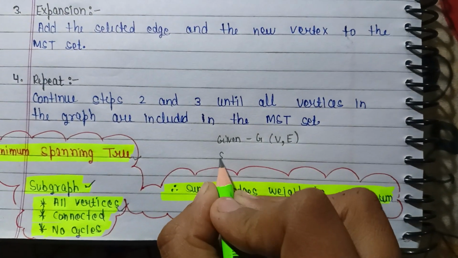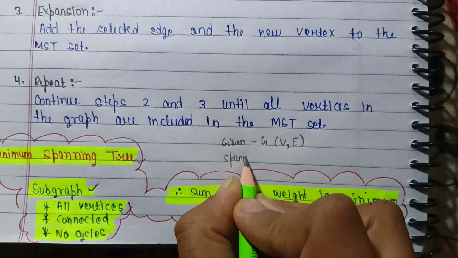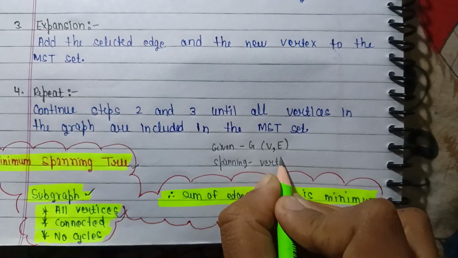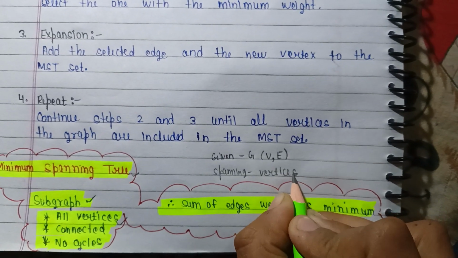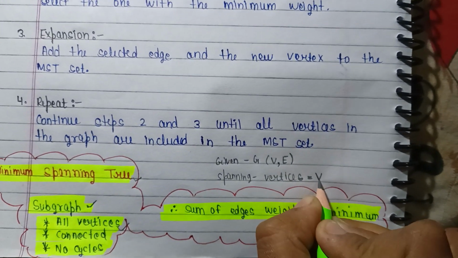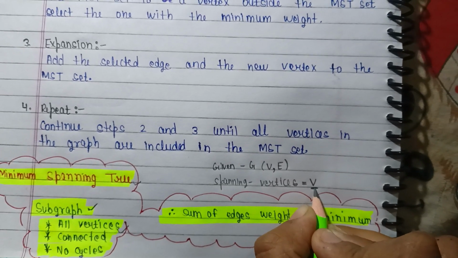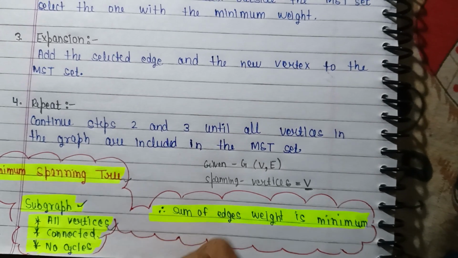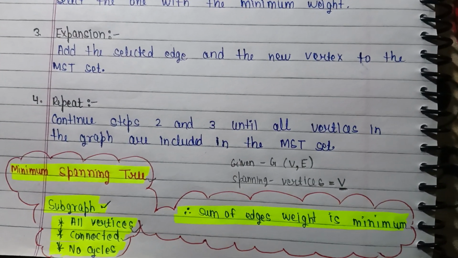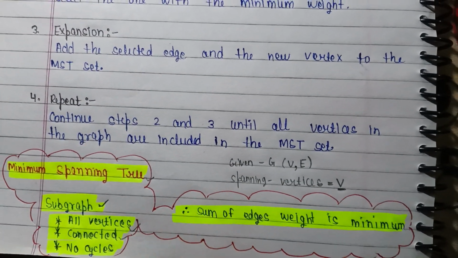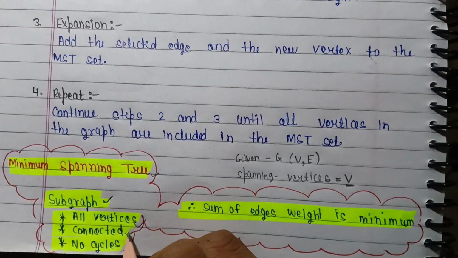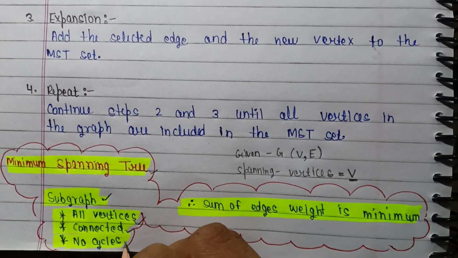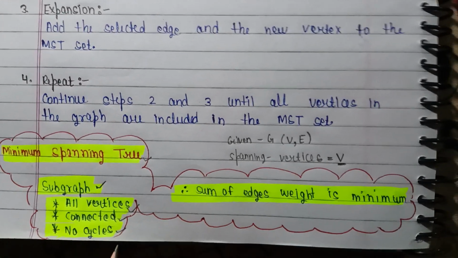Meaning in a spanning tree, the vertices are equal to V, all the vertices in the graph. Okay, and it must be connected, like we can reach all the vertices from each other in the spanning tree or minimum spanning tree. No cycles, meaning there is no cycle.